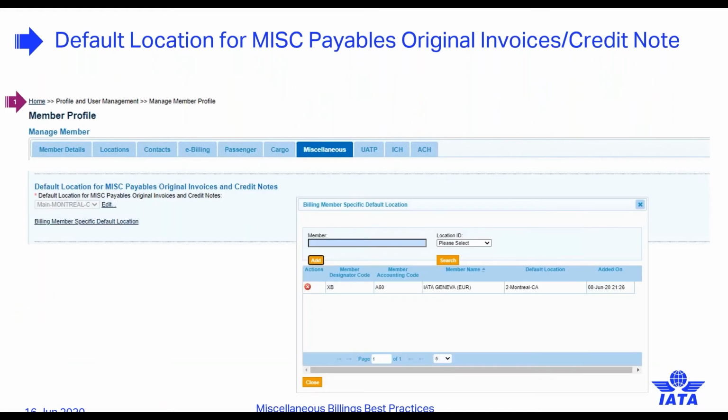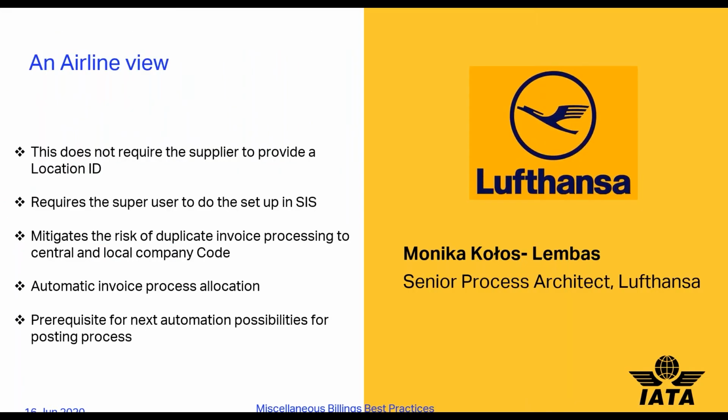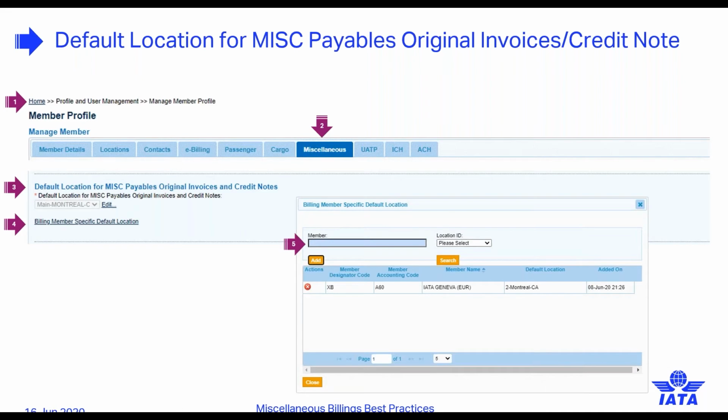How to do the setup? You move to the member profile, you go to Miscellaneous, then to the default location for miscellaneous payable invoice. This one is for the country-specific default. But if you want a supplier-specific one, you go to number 4, and then you select the member and save the request. This will allow you to dispatch as you need in an airline, depending on the system and on the people validating, so you can respect a workflow or internal rules.